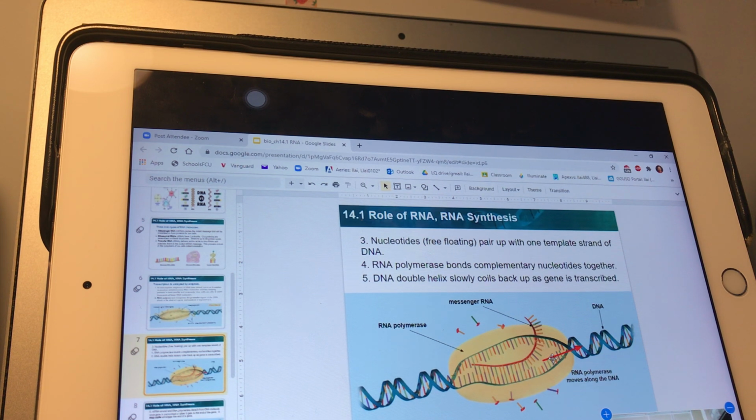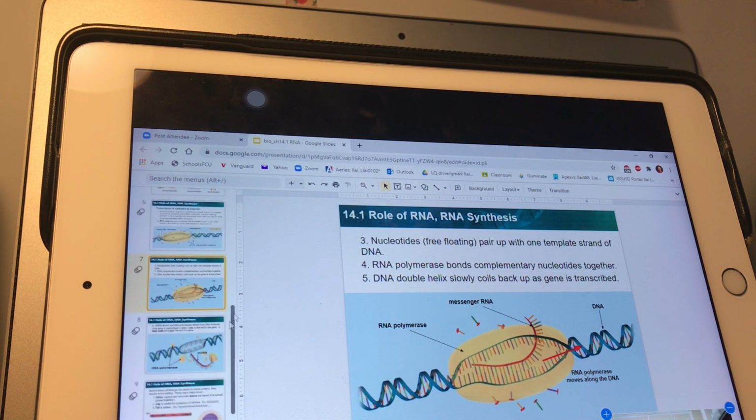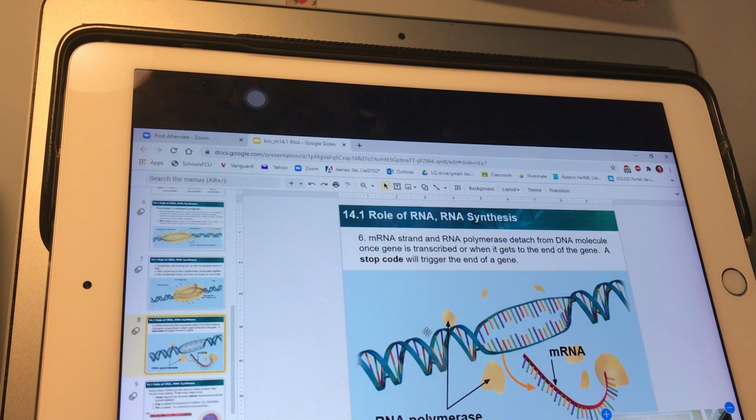Remember, the messenger RNA carries the message to make whatever gene it is. And then it continues to open up. The RNA polymerase opens up the DNA. It unwinds it, pulls it apart, by the way. And then it continues. Now, when does it stop? It stops when it gets to a stop, what we call the end of the gene. So the transcription would continue until it gets to the end of the gene, which is, let's say, here.